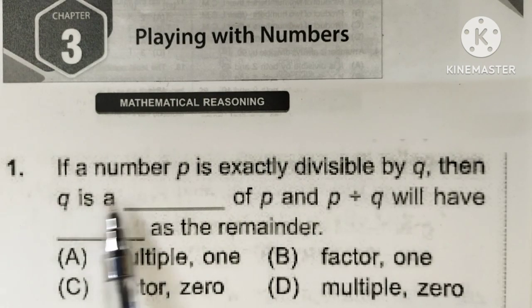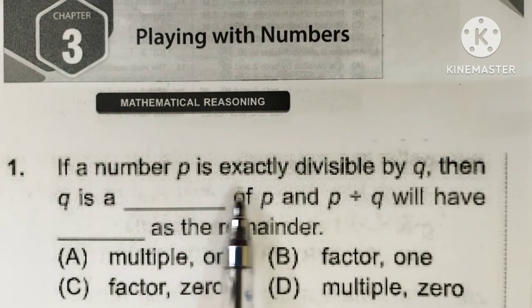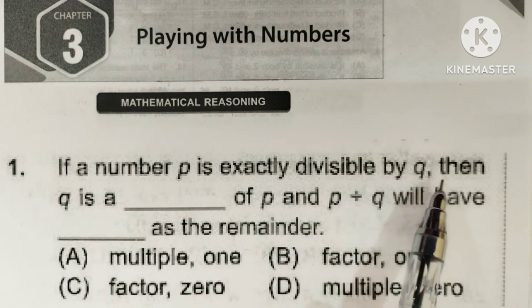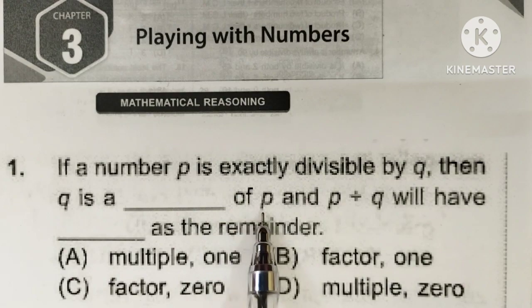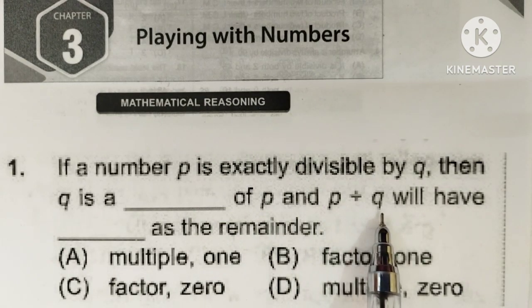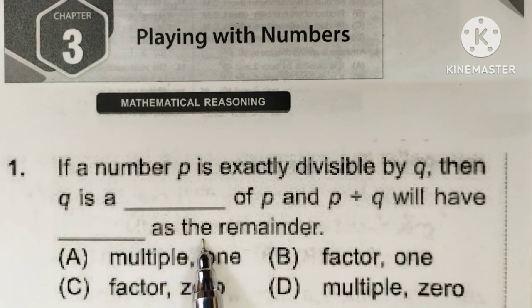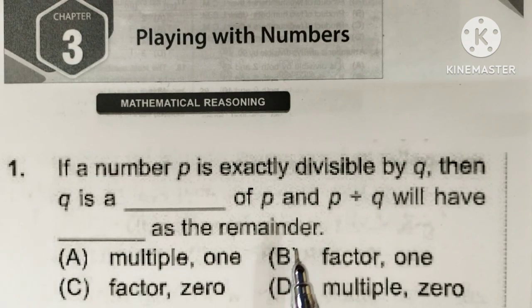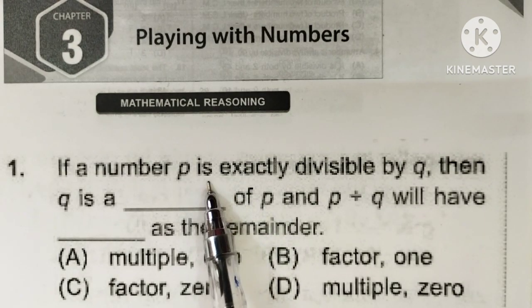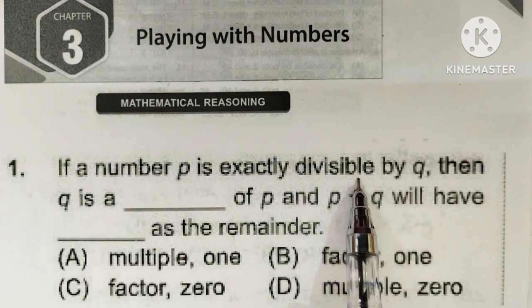IMO International Mathematics Olympiad, class 6, chapter 3, Playing with Numbers. First one: if a number p is exactly divisible by q, then q is dash of p, and p divided by q will have dash as the remainder. In the question they have given that p is exactly divisible.